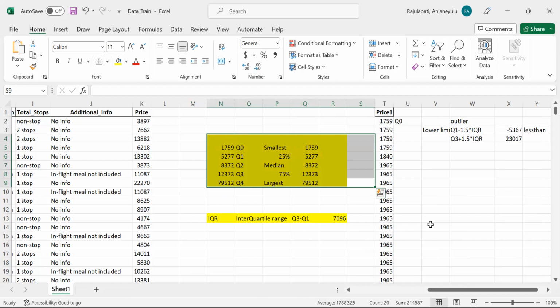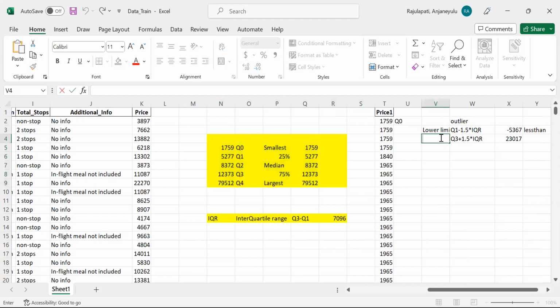I hope you are clear. Today I just explained only range and IQR. The importance of the IQR is that it helps you find the outliers and calculate them: less than the lower limit and greater than the upper limit. Whatever data we have there, we are calling outliers.